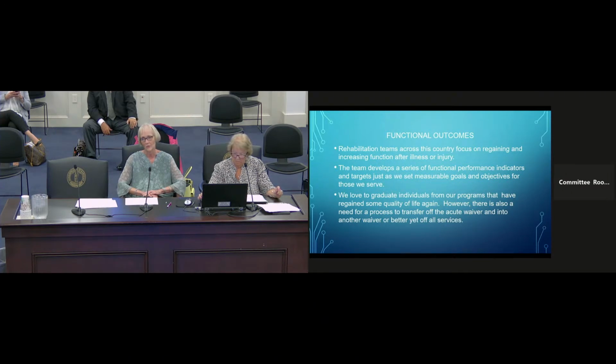There's nothing more rewarding to us than to watch somebody walk out of our program to regain some degree of quality of life. And actually, we have someone who just moved out of state after graduating from the waivers. However, there's also a need for these individuals to be able to process or transfer from an acute waiver to a long-term waiver, or, as the others who have spoken said, to move from one waiver to another. That should be in place.